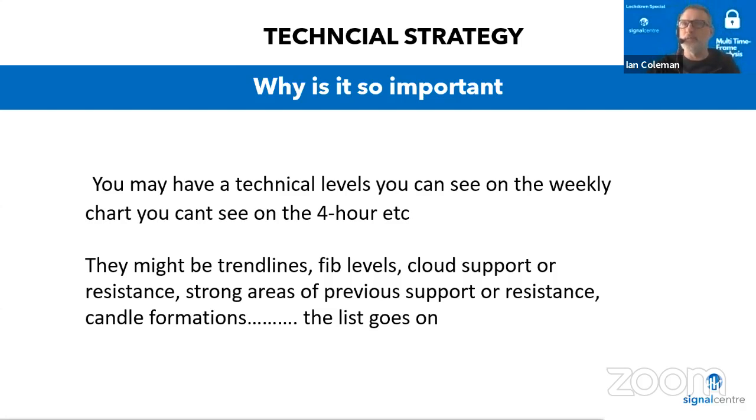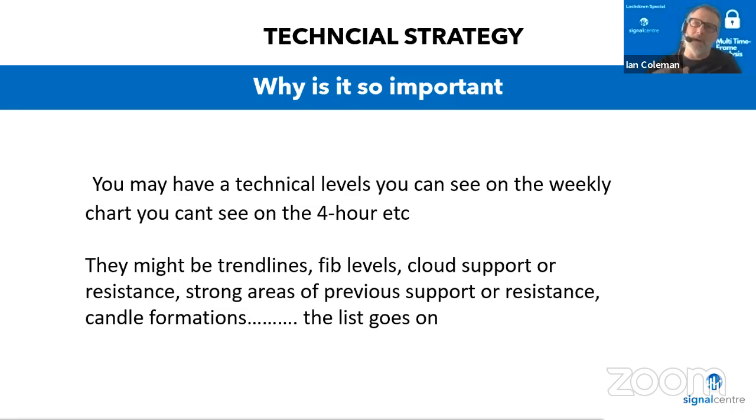We're all obsessed with charts, obviously. You may have technical levels that you can see on a weekly chart. This is why it is so important to break down timeframes, okay? So you might have technical levels on a higher timeframe chart, i.e. a weekly chart, but you can't see that on a 4 hour chart or a 1 hour chart, etc. So you might have a monthly chart that's got a trend line on it. It's not visible in a shorter timeframe.